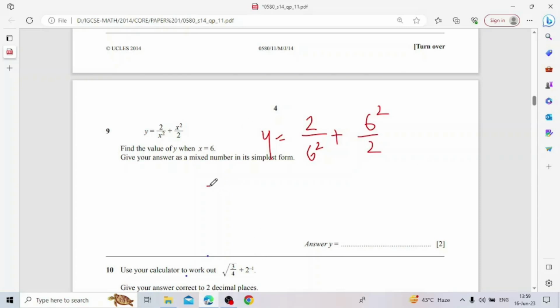Now, how can I simplify this? y is equal to 2 over 6 squared, in the sense 6 to the power of 2, in the sense 6 times 6. Not 2 times 6. It is 6 times 6. Number of 6's are 2. So 6 times 6 is 36, plus, and here again the same, 36 over 2.